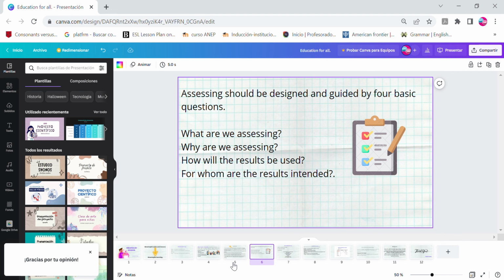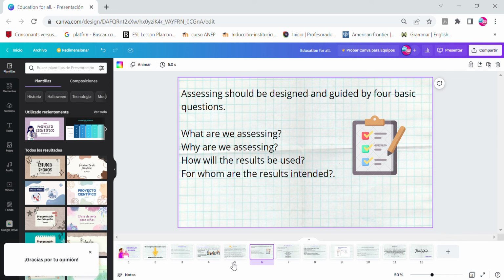Assessing is an essential aspect of teaching in general, but when we combine differentiated instruction and backward design, it's particularly important. Here I have some questions that will help us to think about assessing. What are we assessing? Why are we assessing? How will the results be used? And for whom are the results intended?